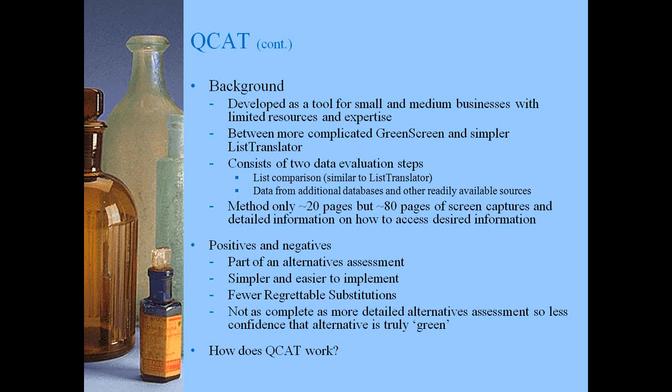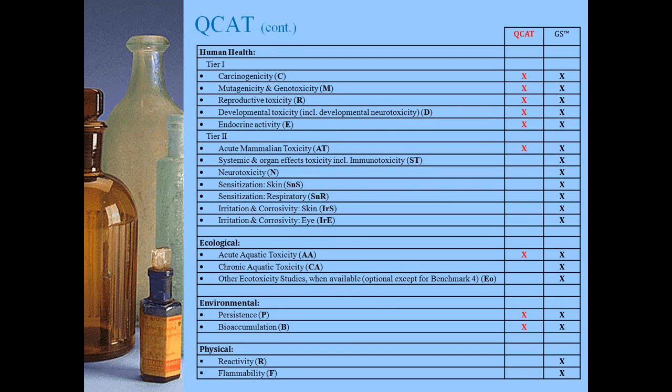It is basically a two-step data evaluation process. It's the list comparison, similar to the list translator, and then data from additional sources. And I think I've covered a lot of the negatives and positives. Okay. This is an example of the differences between the green screen and the QCAT in red.